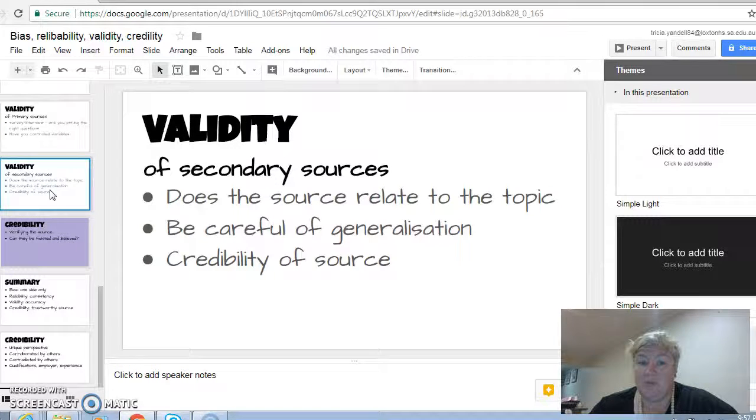If we look at secondary sources, does the source relate to the topic? Is there any way that there's some generalization in here? Are we just generalizing about Loxton rather than being more specific about Loxton High School? And is there credibility of the source? Are they actually an expert, and have you considered those particular things?